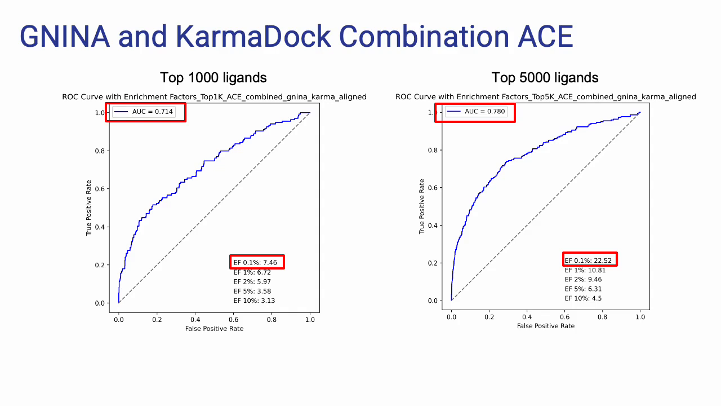For ACE, AUC values were 0.71 and 0.78 with EF values of 7.5 and 22.5, again showing decent discrimination but poor enrichment in the top 0.1%.